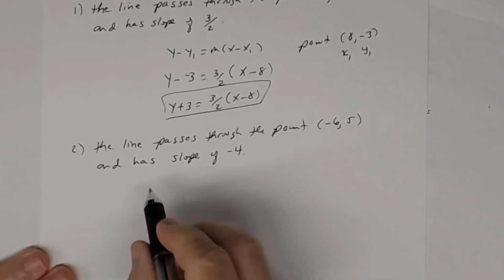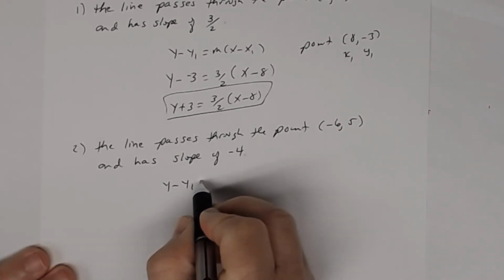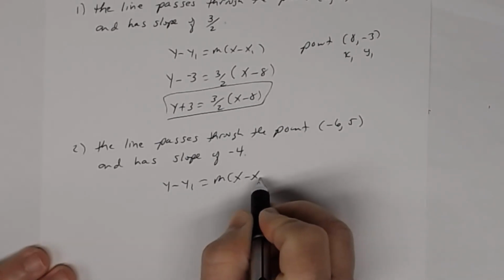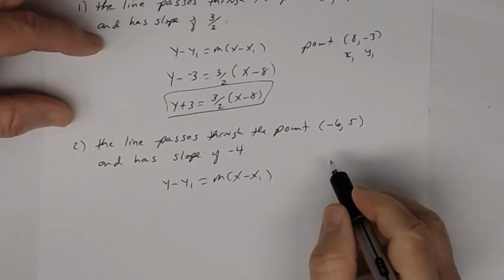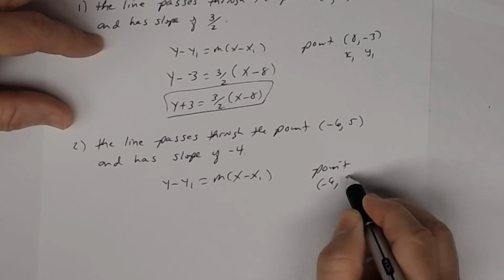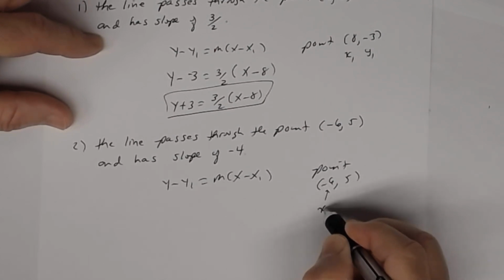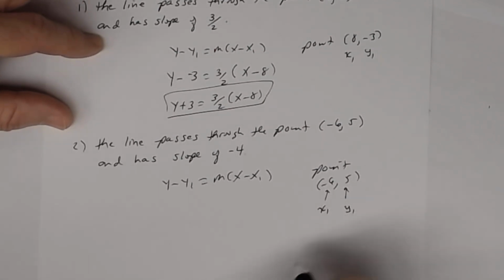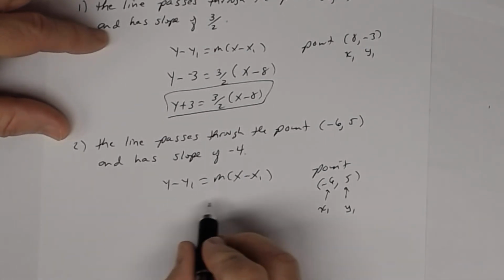Remember, point slope form is y minus y1 equals the slope times x minus x1. You're given the point that's on that line, negative 6, 5. So the negative 6 is going to be your x1, and the 5 will be your y1. And you're given the slope of negative 4. So just go ahead and substitute.